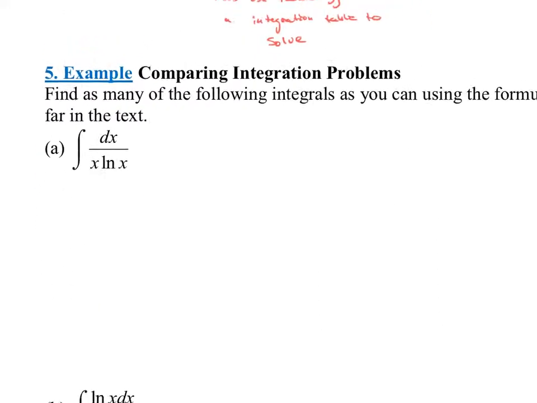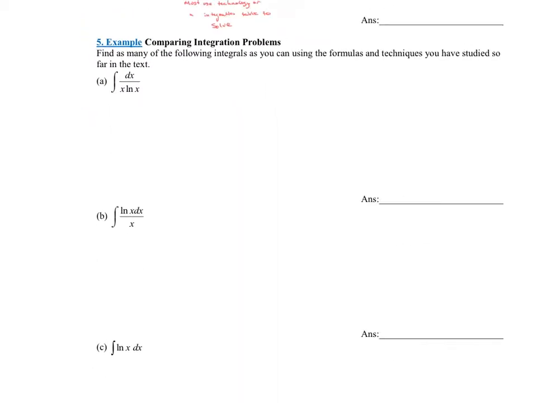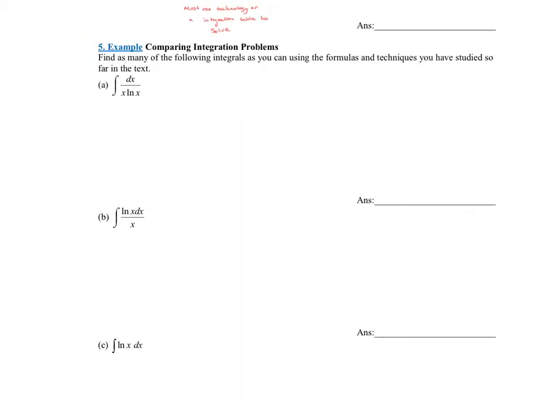So let's look at example 5. Example 5, again, is just showing us the simple way to do these problems. So A says the integral of dx over x ln of x. Notice both x and ln of x are on the denominator. B has the natural log of x on top and x on the bottom. And C just has the natural log of x. So three very similar problems with three very different approaches. Okay, let's see those different approaches right now.